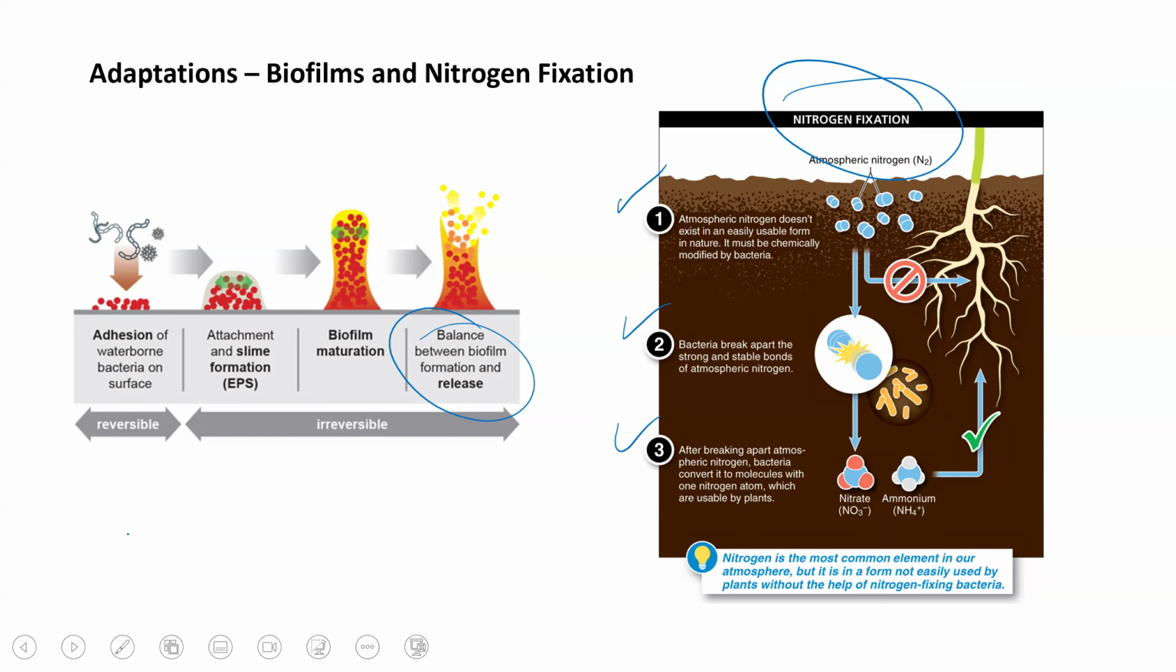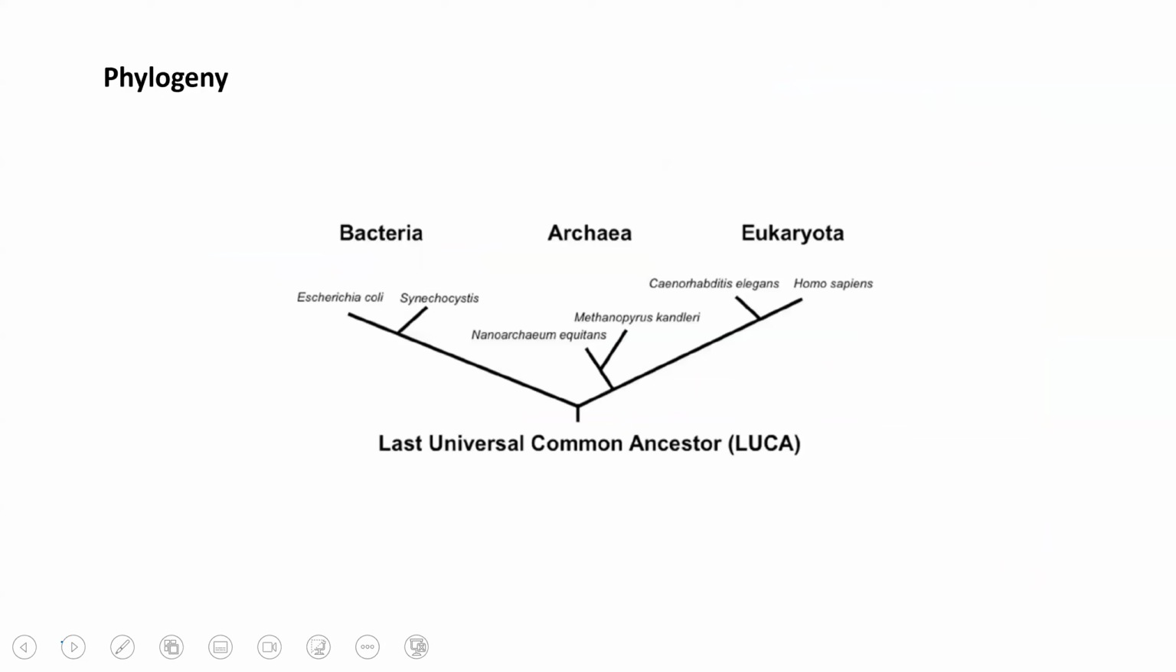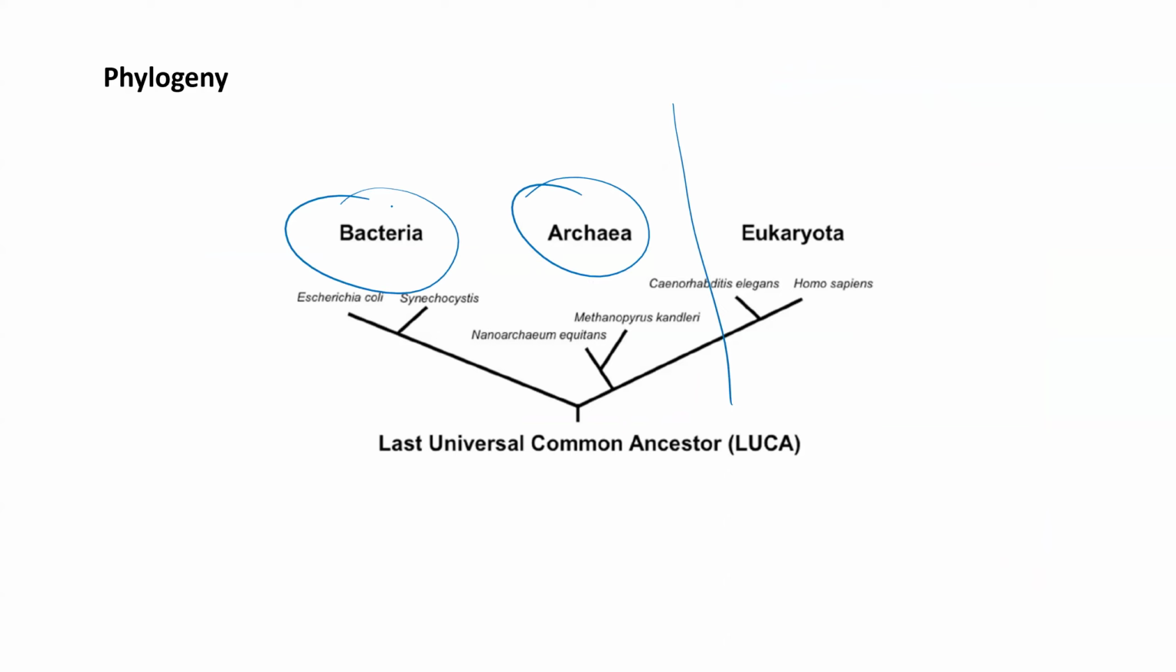Then we go into the phylogeny. And this is where we see that we've got our two domains, archaea and bacteria. These are our prokaryotes. And then we have our eukaryotes. So we compared bacteria and archaea a little bit.